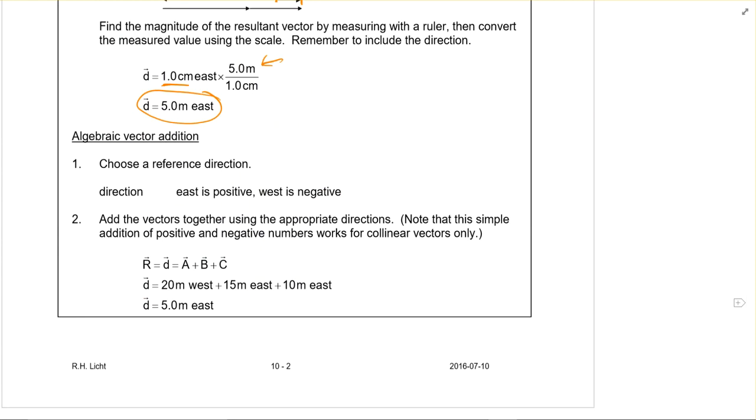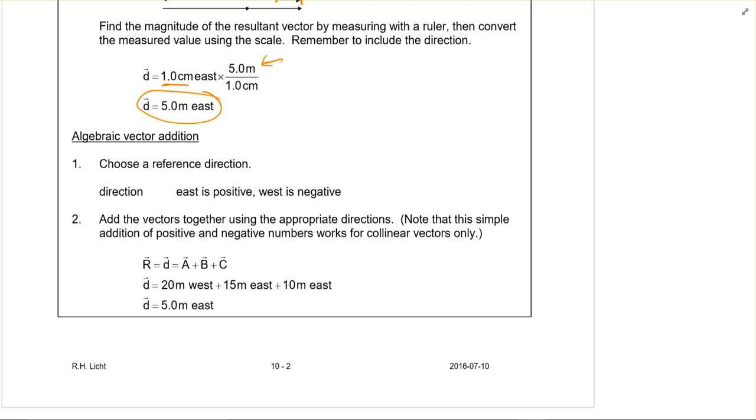Algebraic vector addition. You might have been doing this already. Technically, I like this one better. It's just less measuring and stuff like that, like you're not used to doing. This one, we're going to do the same thing. We're going to call east positive, west negative. It's more like what we've been doing.